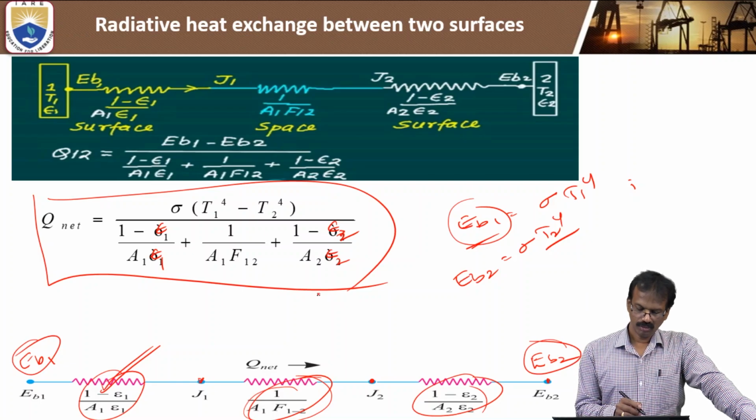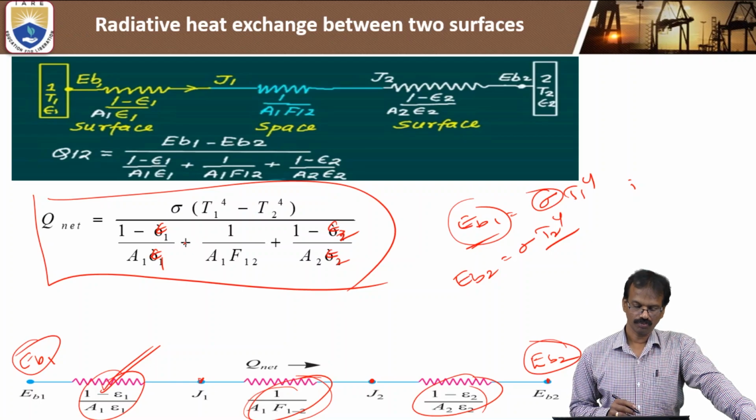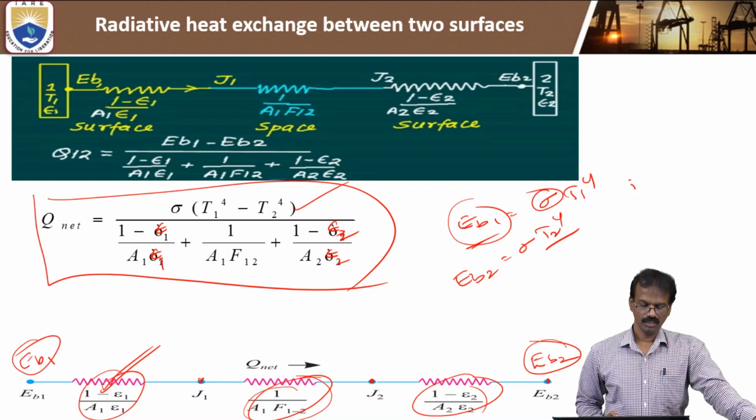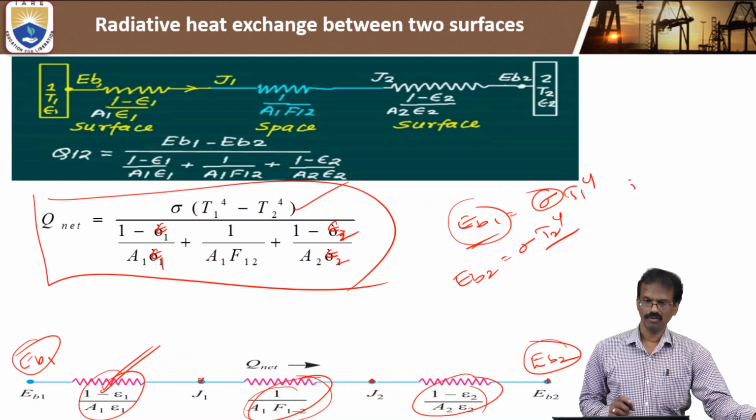Okay, so then in the formula sigma is the common term. You can take sigma common, and the formula is sigma into (T1 to the power of 4 minus T2 to the power of 4) divided by (1 minus epsilon 1) by (A1 epsilon 1), 1 by (A1 F12), (1 minus epsilon 2) by (A2 epsilon 2). So this is the formula.